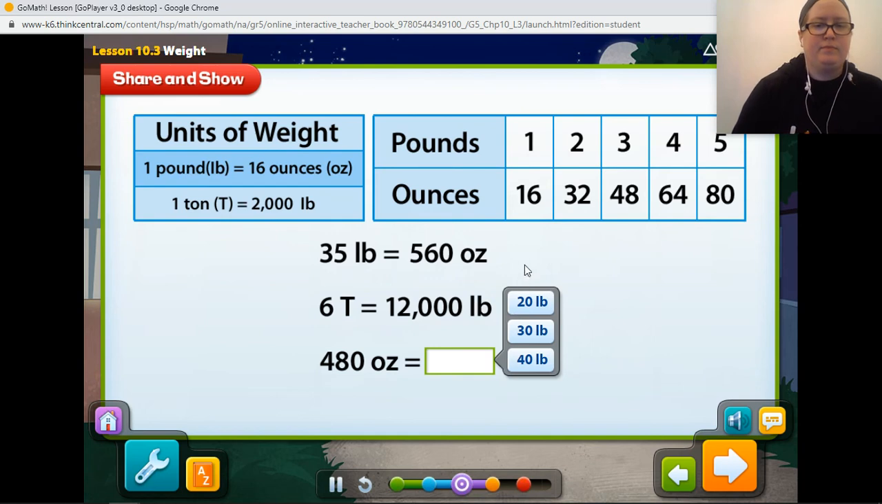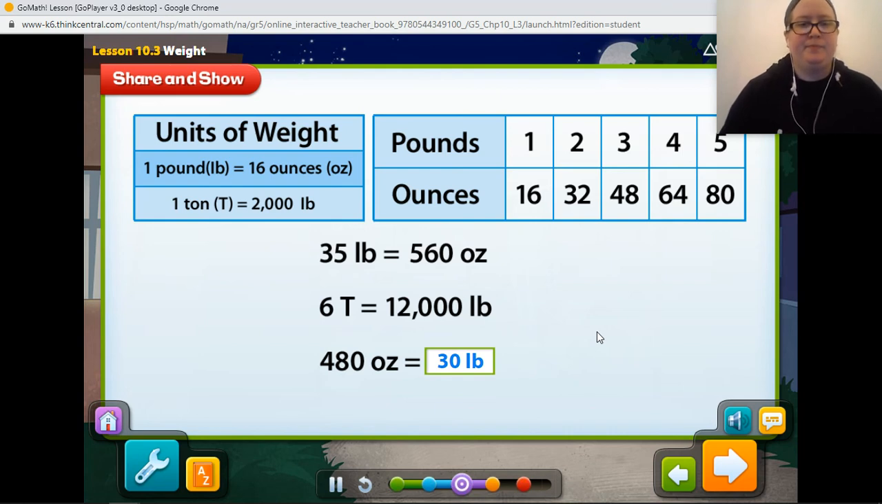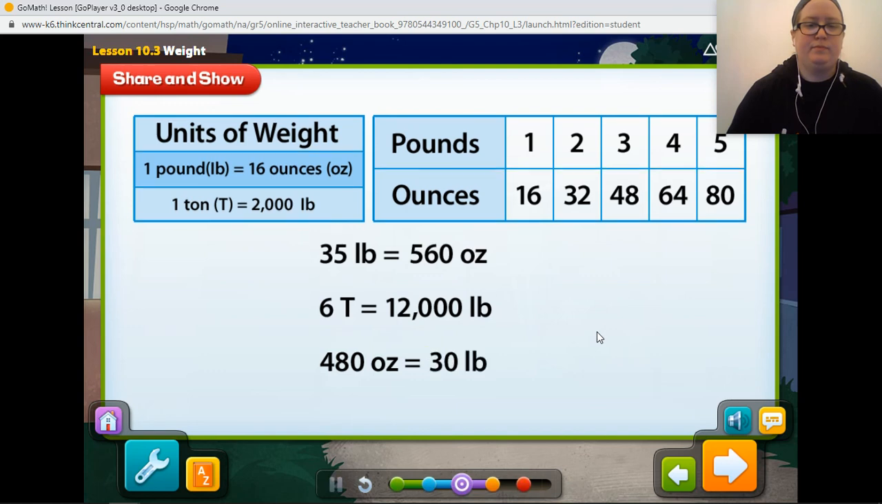Let's try one more. How many pounds are in 480 ounces? Well, if there's 16 ounces in a pound, we're going to do 480 divided by 16. Well, we can take off the 0, and how many times does 16 go into 48? Goes into it 3 times, so add the 0 back on, and we have 30. Excellent. By dividing 480 ounces by 16, you get 30 pounds.